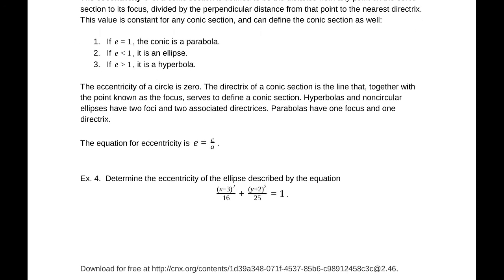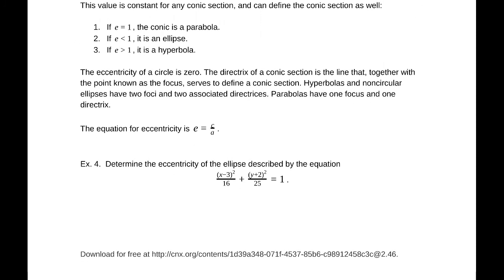Right, so let's determine the eccentricity of this ellipse. Now I can tell you what the minor axis is. The minor axis is horizontal, and the major axis is vertical on this one because of the positions there. Okay, 25 is larger. That is in the vertical direction. So my A value is 5 and my B value is 4.